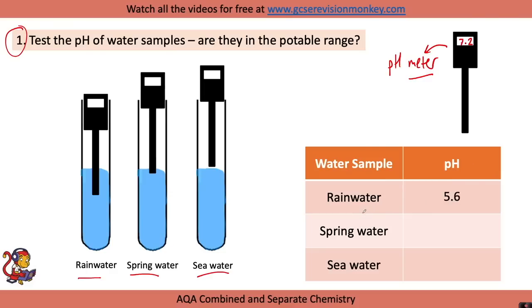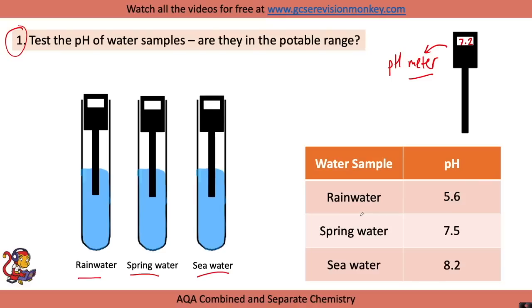Repeat that with spring water and record the pH, and finally with seawater and record the pH. Now, are they in the potable range is the question that we're looking at. Are these safe to drink? Well, the potable range is between pH 6.5 and 8.5.